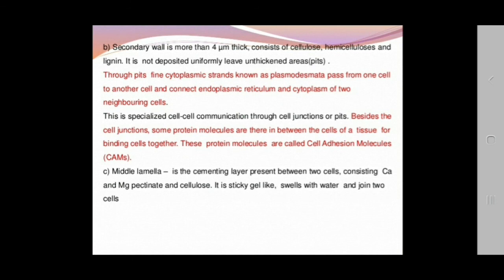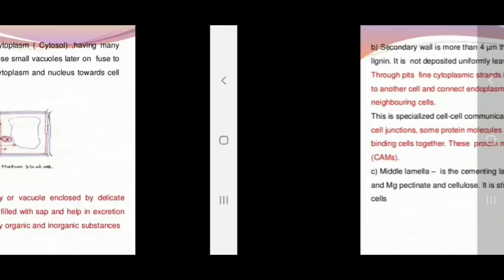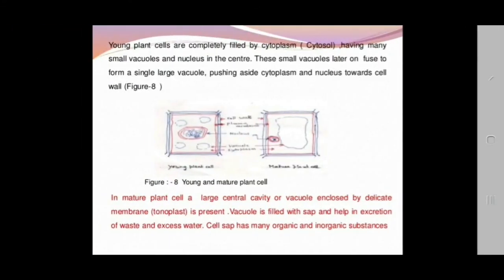The middle lamella is a cementing layer present between the two cells, consisting of calcium and magnesium pectates and cellulose. It is sticky, gel-like and swells with water and joins the two cells, acting as a cementing substance between the two. Clear?